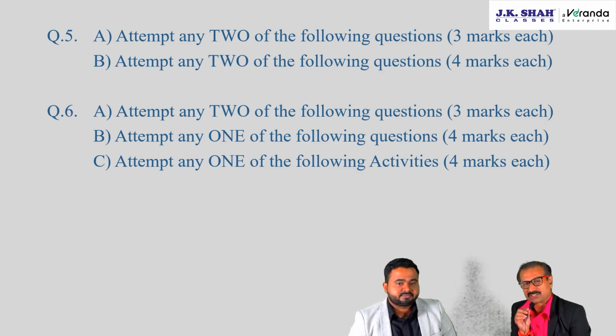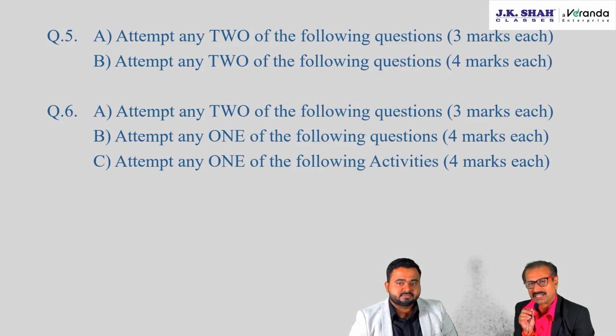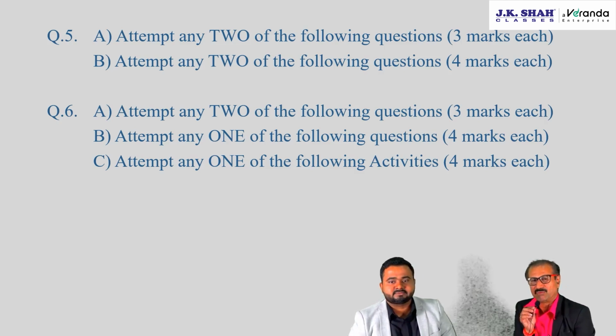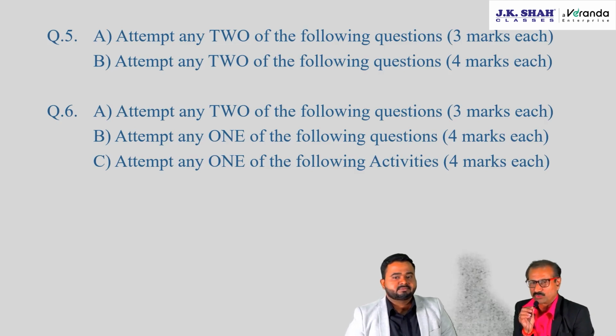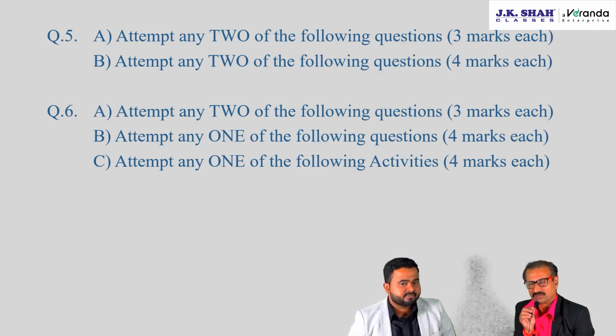In our maths question paper, there is no 2 marks question. Only 1 mark, 3 marks and 4 marks questions are there. Question number 6a is again attempt any 2 out of 3, 3 marks each. Question number 6b, attempt any 1 out of 2. 2 questions will be asked, 4 marks each. You have to solve any 1. And question number 6c is an activity based question.